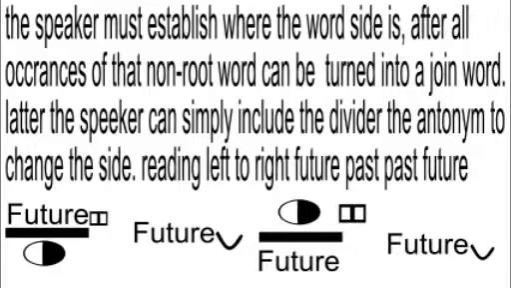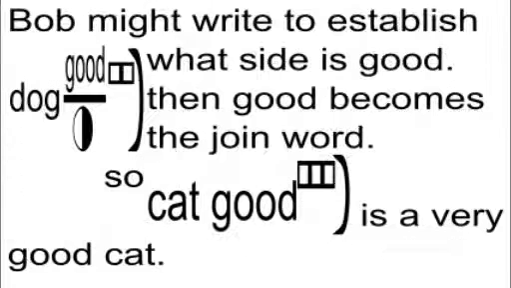In real life you should not change the join word this quickly, but instead slowly and randomly. When you change a join word quickly, you risk the antonym 1 and bar pictograph 14 being guessed by frequency. If you change a join word slowly, you risk context giving away the location of that non-root word. Bob might write dog space good space 14 space 1 space 182 space 09 to establish what side is good. Then good becomes the join word. So then he just writes cat space good space 192 space 09. Everyone knows this is a very good cat.